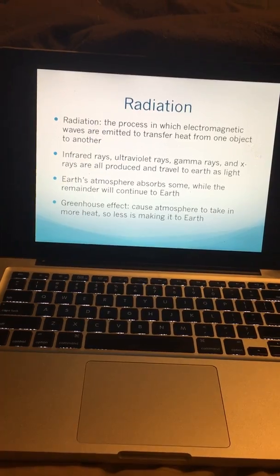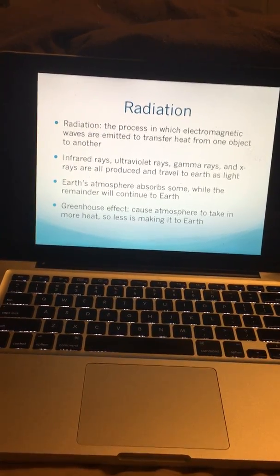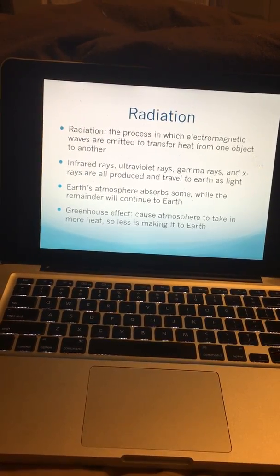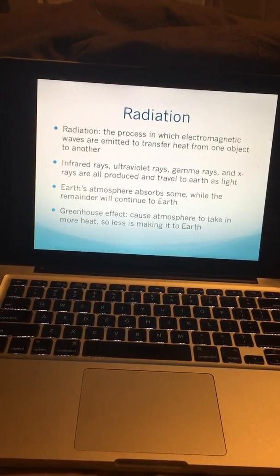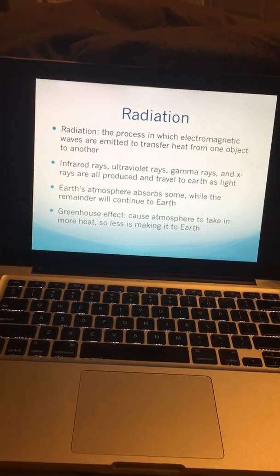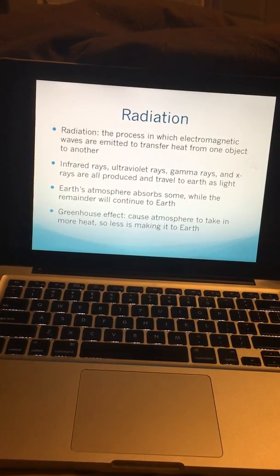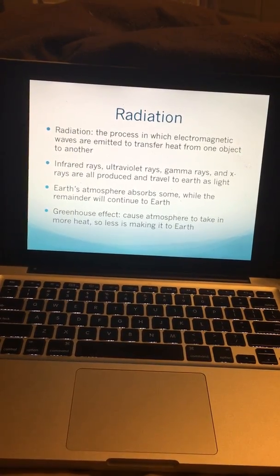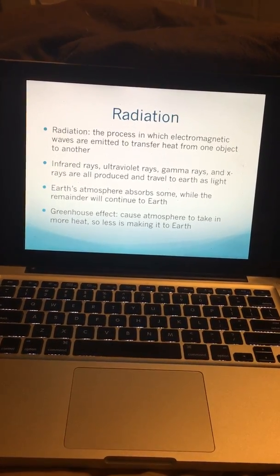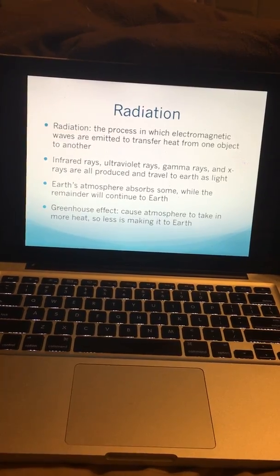When it reaches the Earth's atmosphere, the atmosphere will absorb some of the electromagnetic radiation, while the rest will continue to Earth. The ultraviolet waves specifically are taken in by the ozone layer of the atmosphere in order to warm the stratosphere. While some of the radiation is absorbed by the atmosphere to heat it, the others will warm the Earth by traveling all the way to its surface.